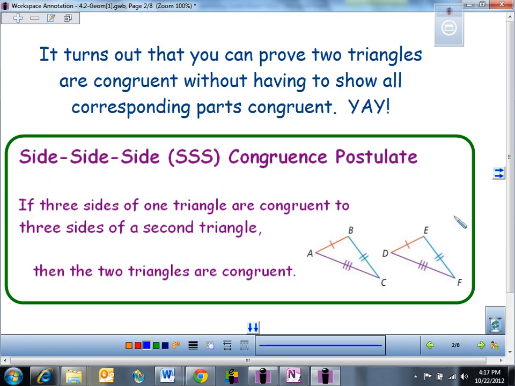It turns out that you can prove 2 triangles are congruent without having to show all corresponding parts congruent. So we have this thing called the SSS congruence postulate. If 3 sides of one triangle are congruent to 3 sides of a second, then the 2 triangles have to be congruent. So this cuts down from 6 things down to 3.